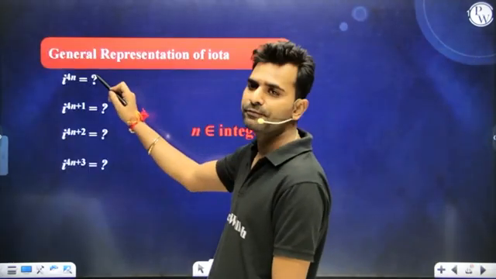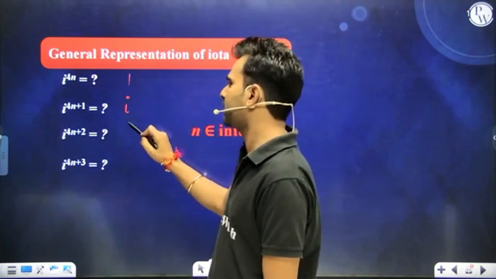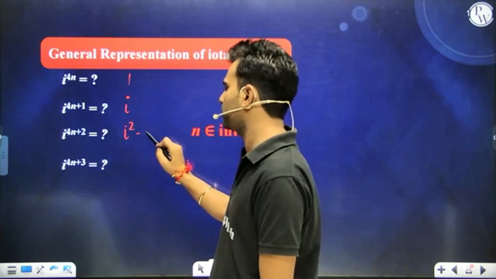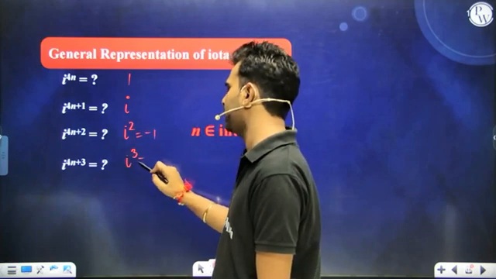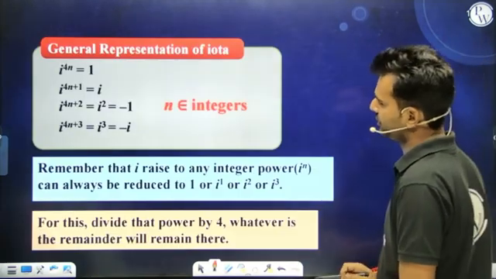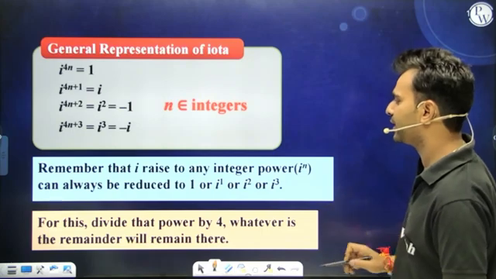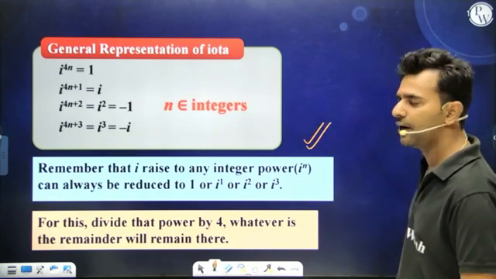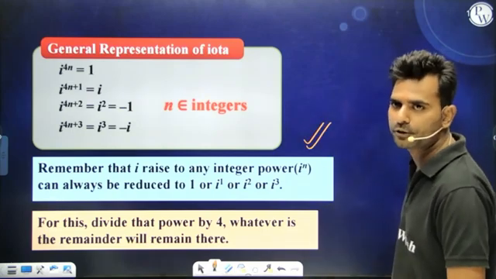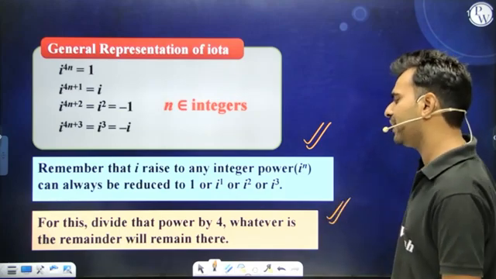So iota to the power 4n, where n is an integer, the value is going to be 1. This is going to be iota, this is going to be iota square, that is equal to minus 1, and this is going to be iota cube, that is equal to minus iota. Do remember these things, kids, right? Remember that iota raised to the power any integer can always be reduced to 1 or iota to the power 1 or iota to the power 2 or iota to the power 3, as I told you. For this, divide the power by 4, whatever is the remainder will remain there.